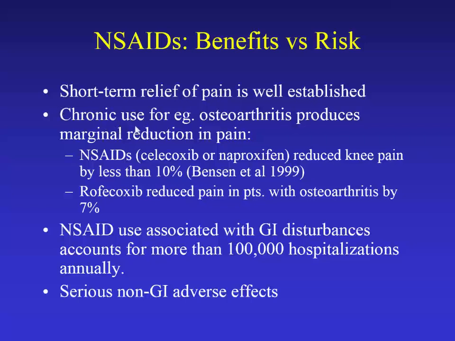And those are basically patients with osteoarthritis or rheumatoid arthritis, where you're taking very high concentrations of these drugs for years. There's been a series of very good studies, and they haven't been repeated since about the year 2000, but the results are perfectly clear. Celecoxib or naproxen, this is the prescription name of naproxen, basically reduced pain by about 10% on a subjective pain scale in a knee pain test. Rofecoxib reduces pain in patients with osteoarthritis by about 7%. Okay, so we'll reduce pain by 7 to 10% or so in patients that are taking these drugs for a long time.